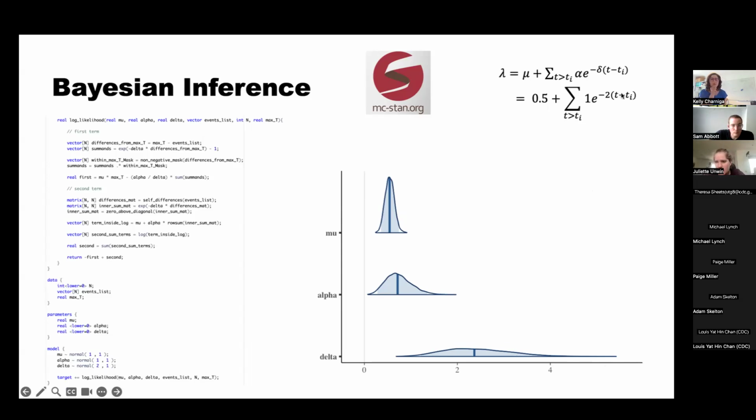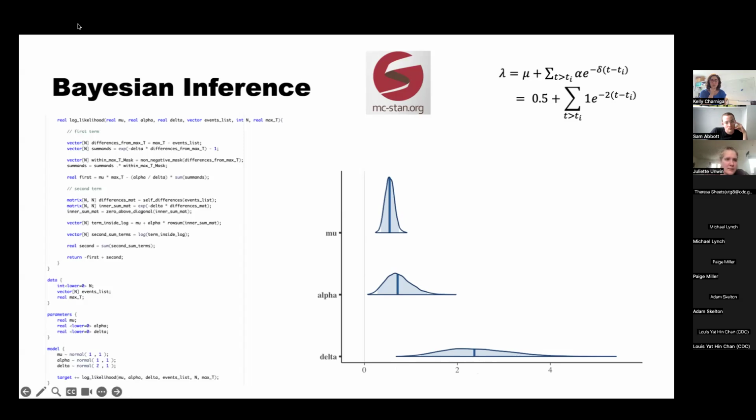End up with the summation. So we set alpha to be 1 and delta to be 2. You can see that we recover them. For mu, we have a central estimate slightly greater than 1/2, but the distribution encompasses 1/2. Then alpha, the central estimate, is about 1. And then delta, our central estimate, is slightly over 2, but again, it encompasses it.